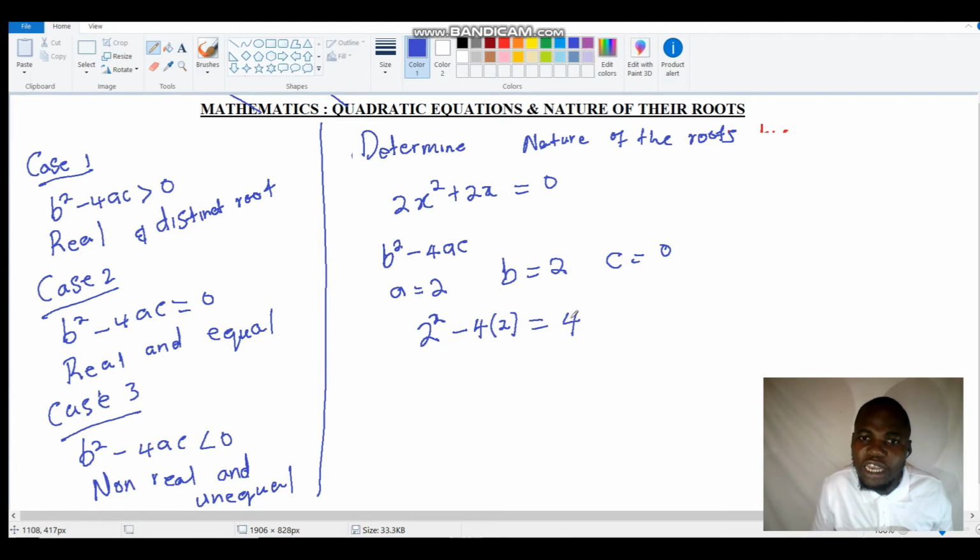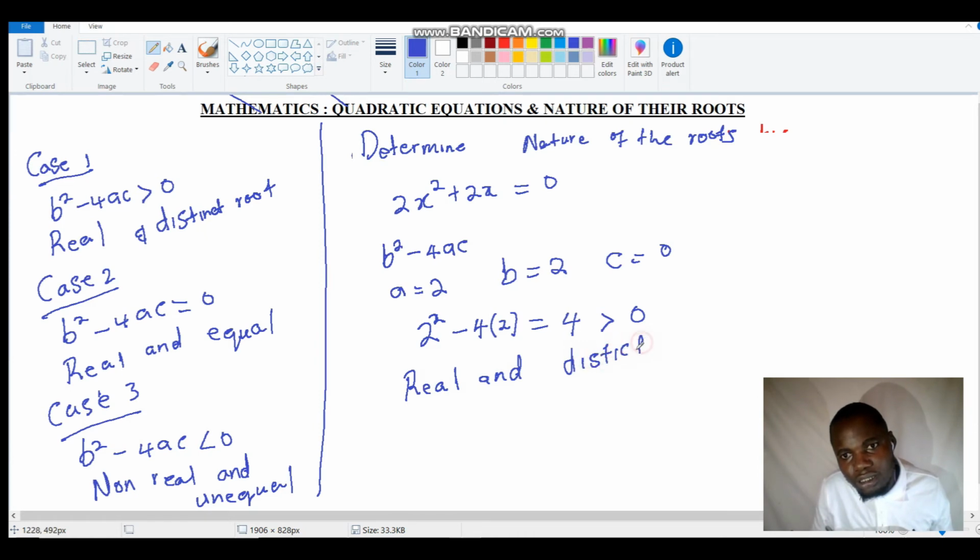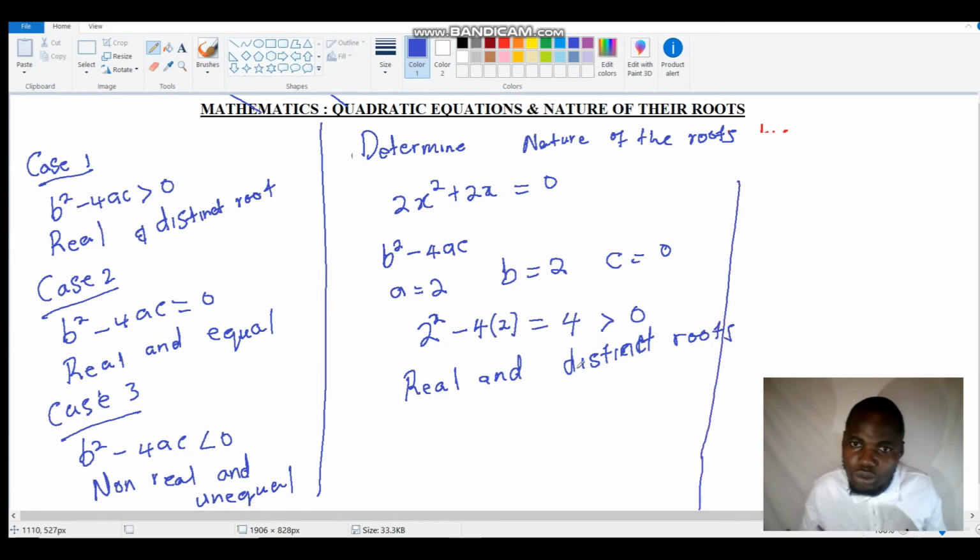That means, and now this thing, is it less than 0 or greater than 0? So now this thing is greater than 0. So what is the implication of this? So you have real and distinct roots, right? But we can prove that this is true, right? So this thing is greater than 0, and that means you have real and distinct roots. That's how you answer that question.